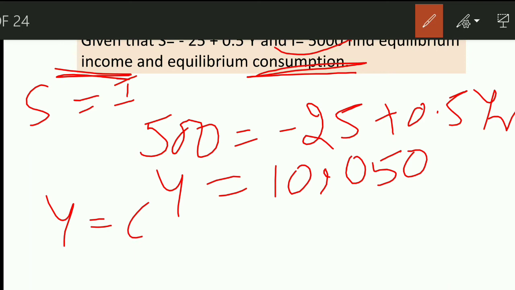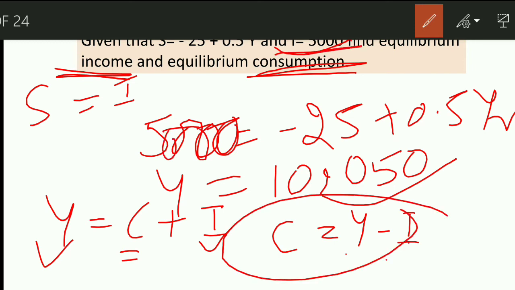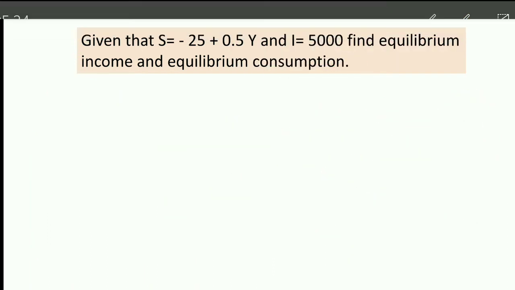Alright, and then we have to find consumption. You all know that income is equal to consumption plus investment. Now you have the value of income, you have the value of investment. You can now easily find the value of consumption by doing consumption is equal to income minus investment. So income is 10,050 and investment is 5000. By solving it, you will get the value of consumption as 5050. All right, so solve it, you will easily get the value.